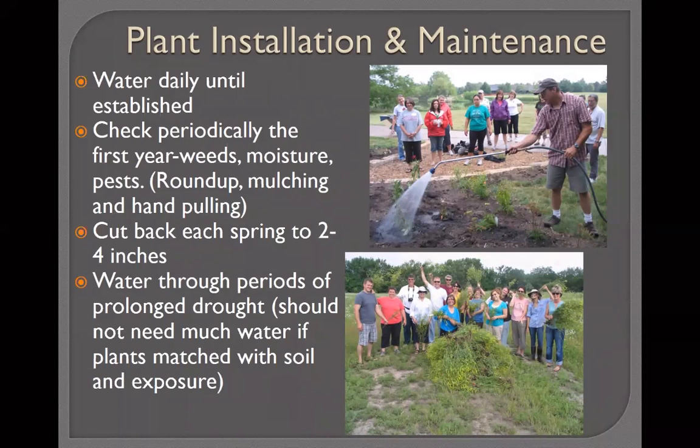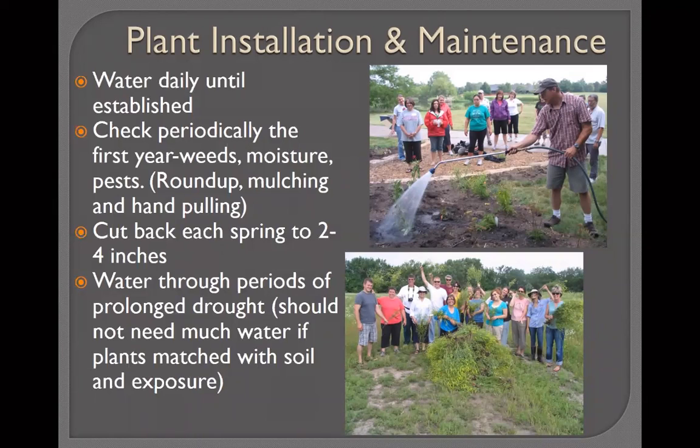And then once you start to see that they have some new growth on them, they're beginning to get established to their surroundings, you can back off on watering to every other day or every third day. Check periodically for weeds, keep those in check, for moisture, and for pests. You can spray those with Roundup, being very cautious, or you can hand pull any weeds that come up. And then cut back each spring 2 to 4 inches.